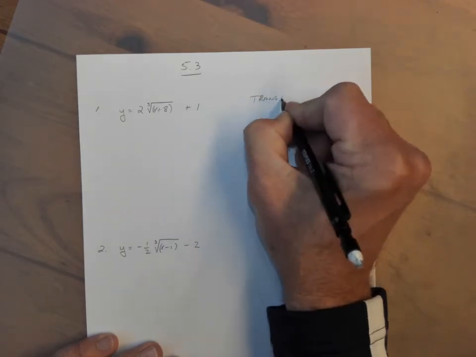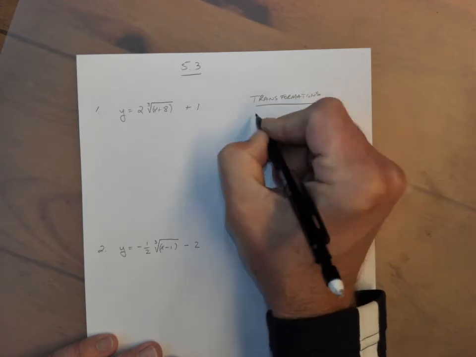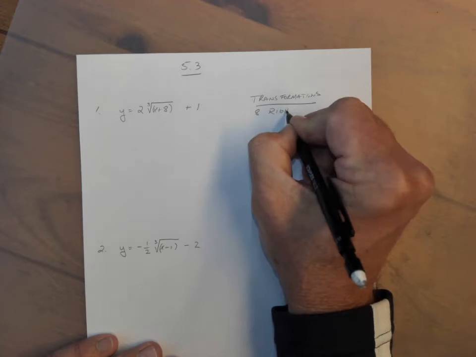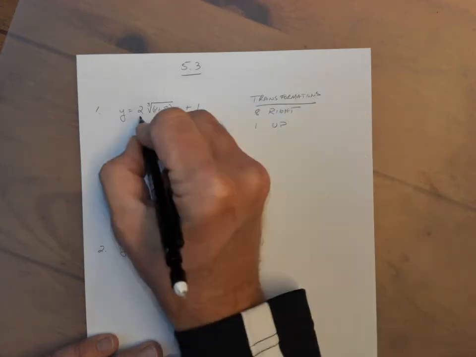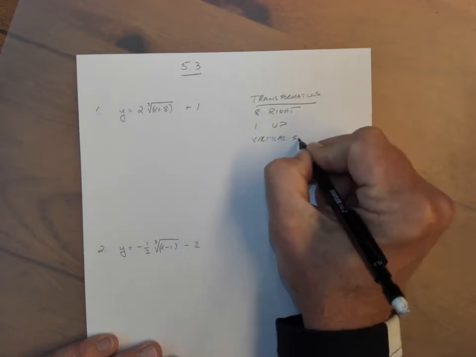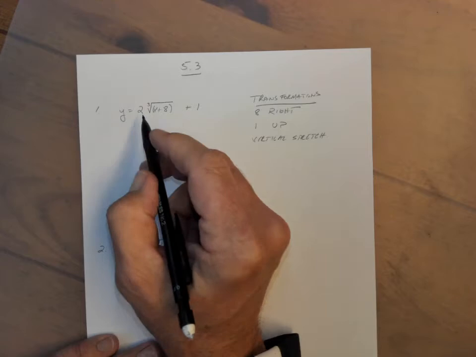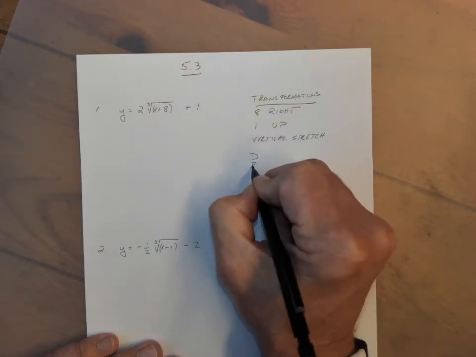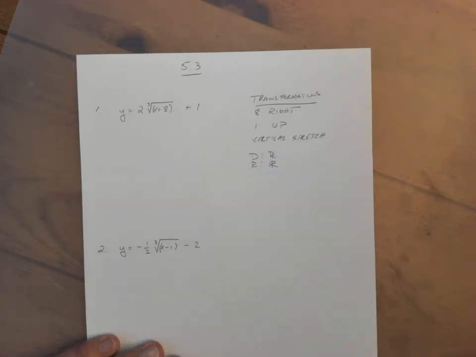I'm going to write transformations over here to keep a list going. That's going to move the graph 8 to the right. That plus 1 will move it up 1. And our 2 will be a vertical stretch because it's greater than 1. And for both the domain and the range, we have all real numbers.